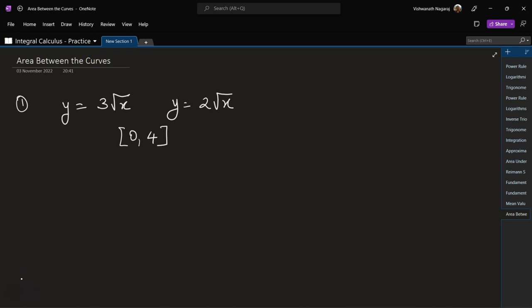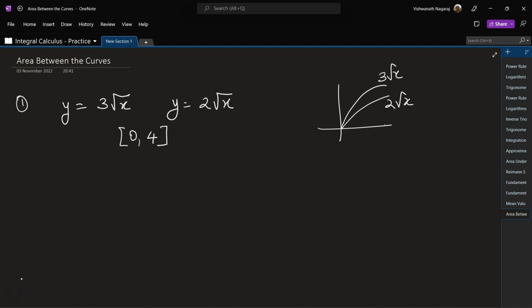What we have to figure out next is which is higher, right? So if we are talking of these two curves, this goes like this and this goes like this. So this is 3 square root of x and this is 2 square root of x. And here we notice that 3 square root of x is higher than the second curve.